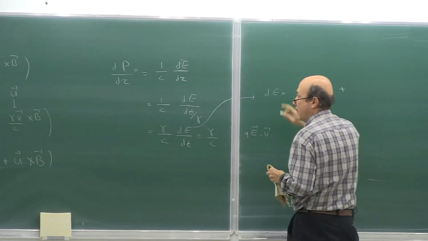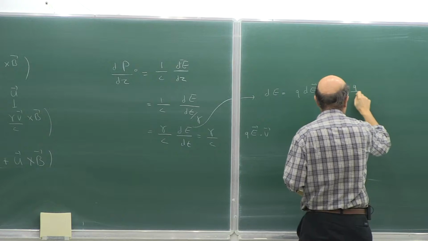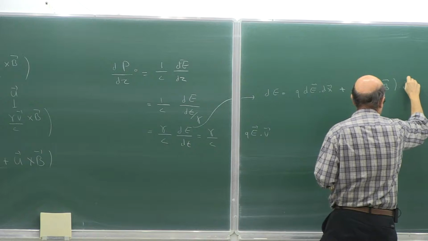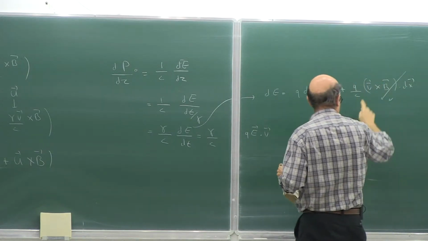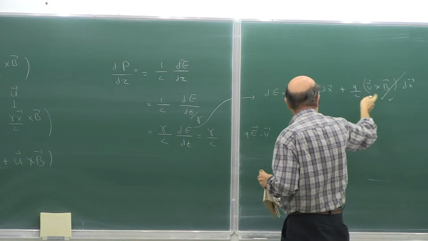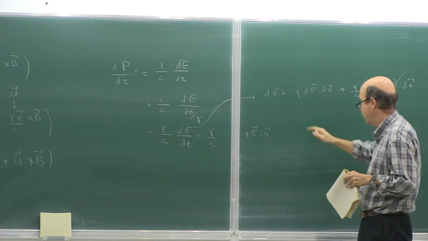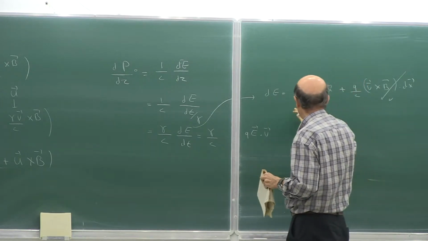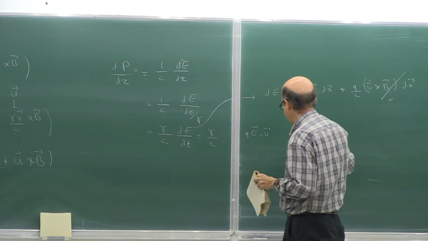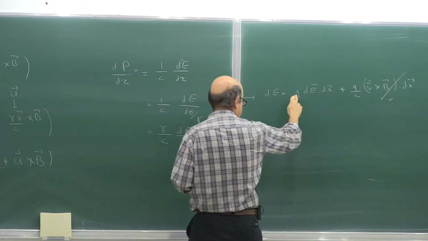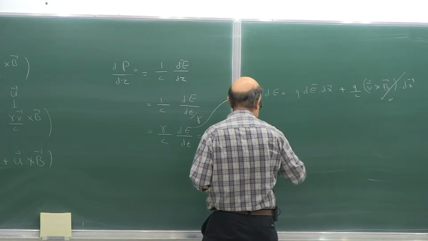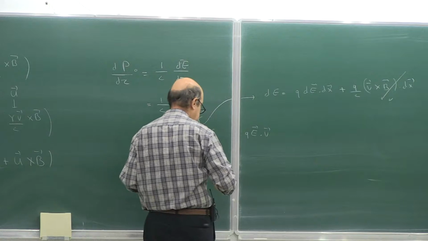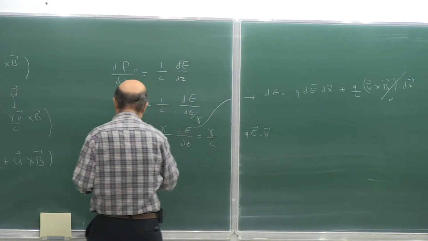So the other term will be Q over C V cross B dot dx, and this term will be 0. V and dx are parallel to each other, so that product is always 0. So basically the work done on the system will be the Lorentz force dotted with the displacement. Instead of the force you can write QE dot dx, and if you take the time derivative, dx over dt will be the velocity.